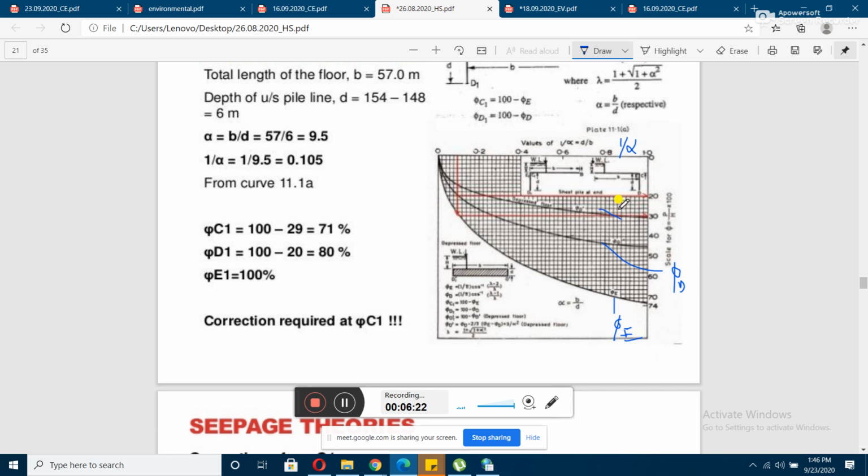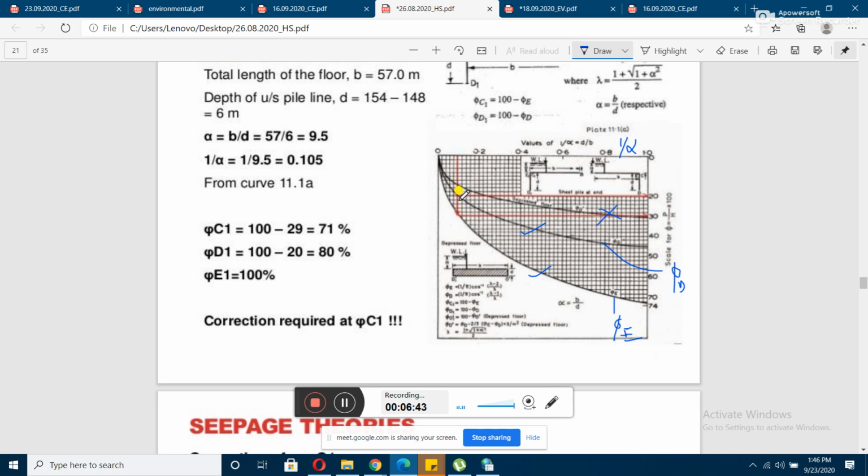This one is not required, just omit this curve. This curve is not required, okay. So we will be dealing with only this curve and this curve, okay. For that purpose, we know the value of alpha, so 1 by alpha will be known to us. So we have to locate that point on this axis. Then from that we will drop a perpendicular to these two curves, okay.